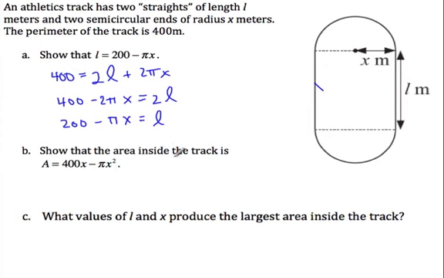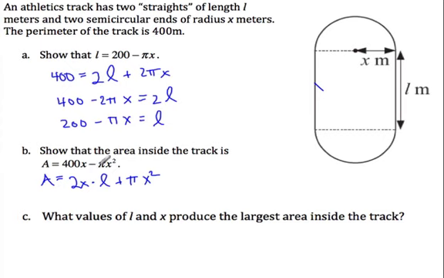Show that the area inside the track is 400x minus pi x squared. Now this is very common in optimization problems: you've got to isolate everything to one variable. Instead of L's, we've got only x's. So let's just start with L's and x's first. The area is 2x times L, so that's the area of this rectangle on the inside, plus one full circle, since we've got the top half up here and the bottom half down here. So that's pi r squared.